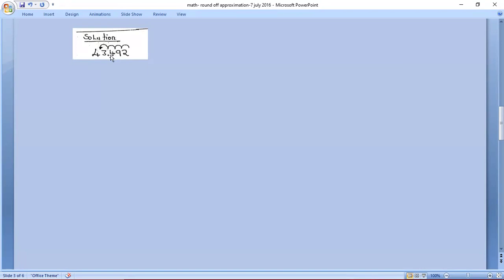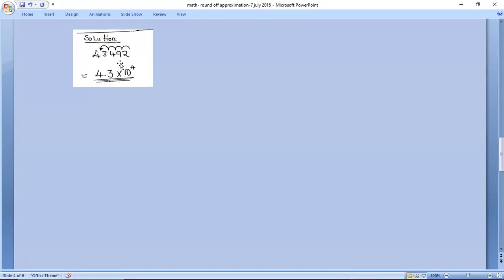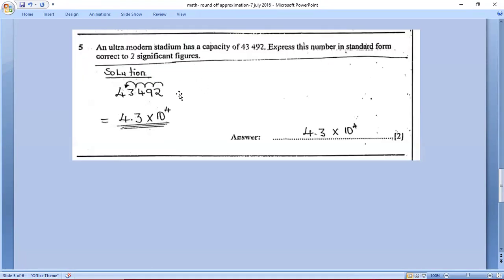So 4.3. If they said 3 significant figures, it would have been 4.34. Then the next number, the 9, which you need to throw away, is 5 or more, so you would have added, and it would have been 4.35. That's how we round off. But in this case, it's only two significant figures, so we just leave the 4 and the 3. It will be 4.3 times 10 to the power 4. That's how you present your answer. This was 2 marks. You should really know how to do these approximations. It has some good marks to add to your score.